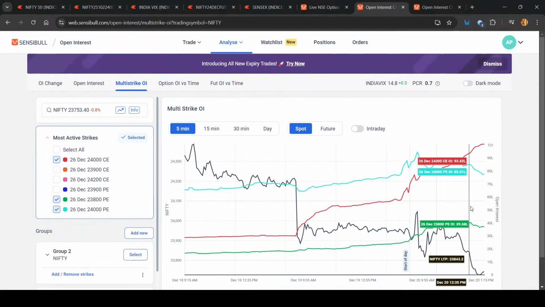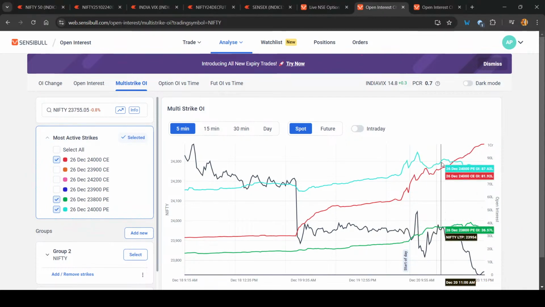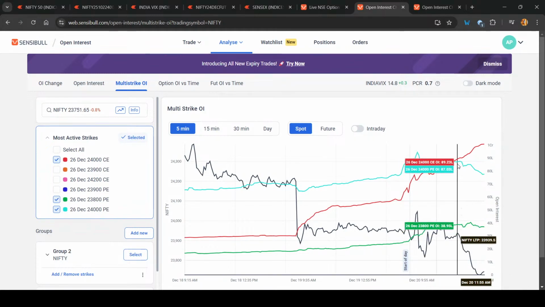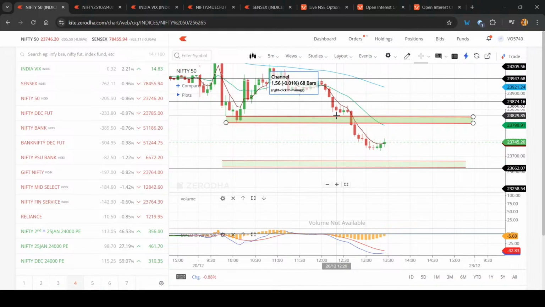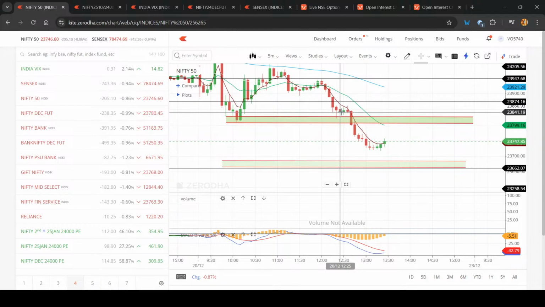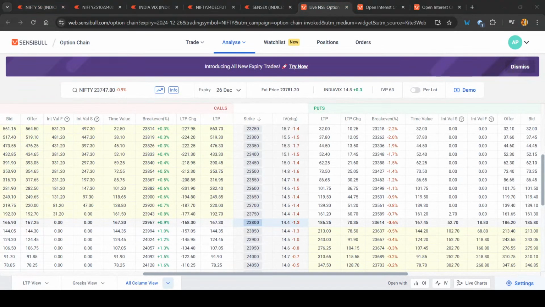To add to my point, if you see this thing, when the 24,000 put writers started panicking, they started exiting around 12 p.m. Around 12 p.m. only, we broke the level of 23,800, if you see, right. So that's how, if you had bought the 24,000 put at that point of time, you should have waited for 23,800 to break, because it had 200 points of premium. I hope you are pretty much clear on this thing.